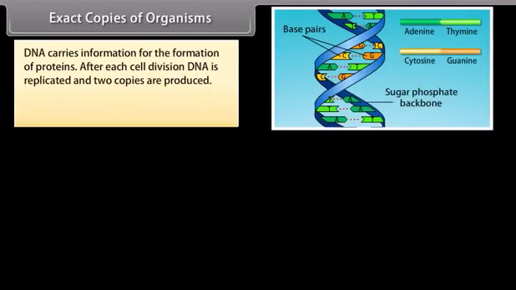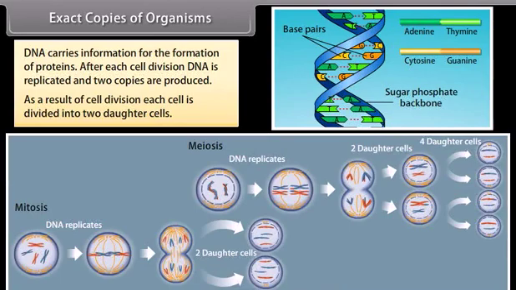DNA carries information for the formation of proteins. After each cell division, DNA is replicated and two copies are produced. As a result of cell division, each cell is divided into two daughter cells.